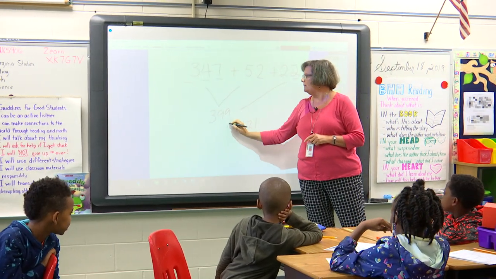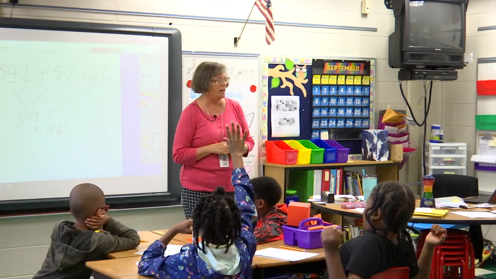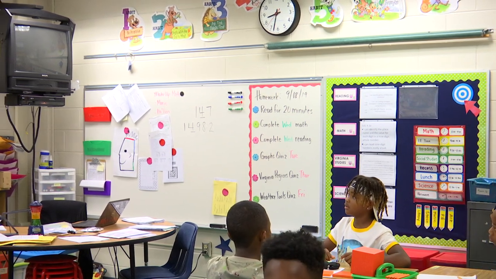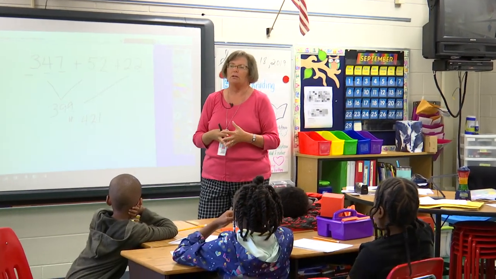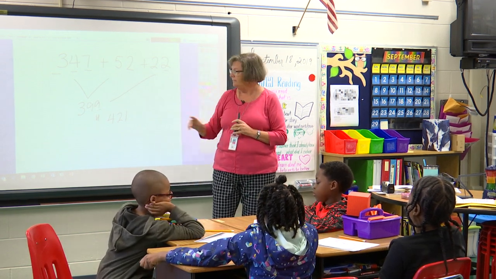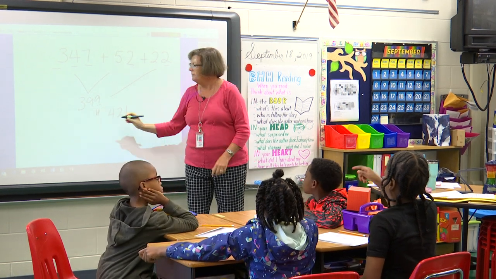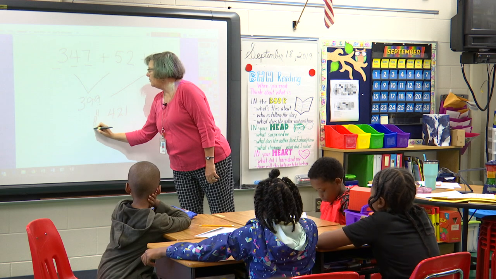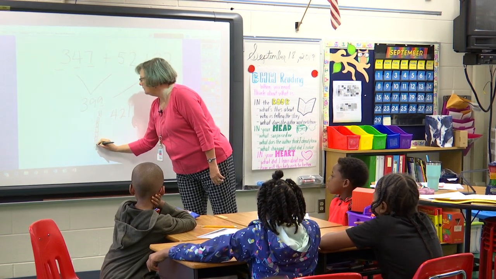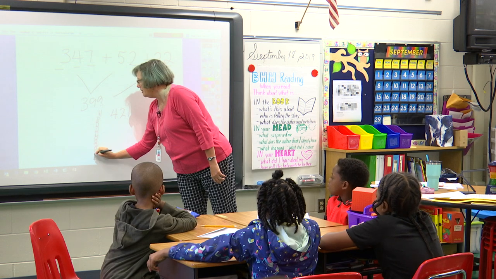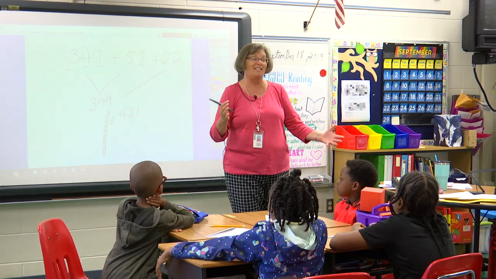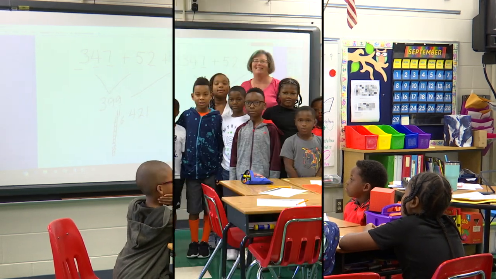Can I put an 11 in this place? Nope. Why? Mario, why? Because that's a two digit number. And I can only have one digit in each place. So what did I have to do? What did we discover? MRJ? Okay, so this digit right here. Okay. So MRJ said we had to trade those singles for a 10. A rod.